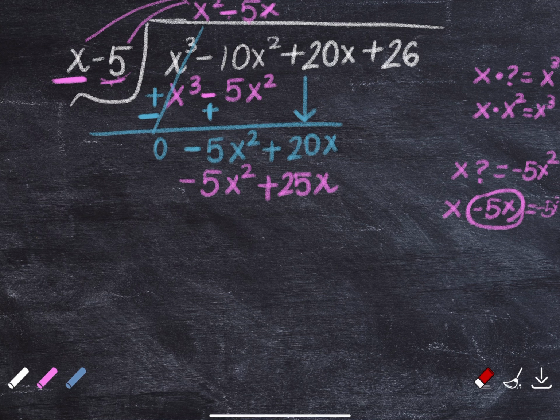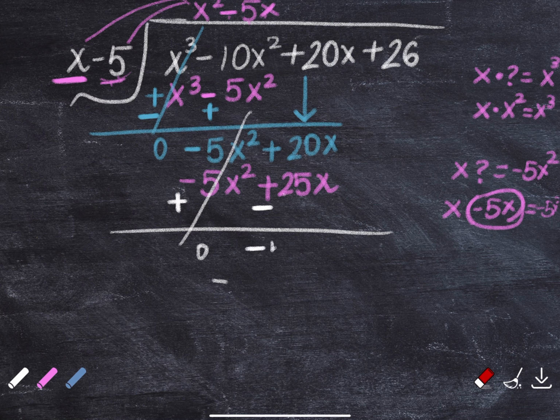Now remember, we change the sign. The original sign is negative, I change it to positive. This sign was positive, I change it to negative. Gone, 0. Now positive 20, negative 25. We always subtract when signs are different, and we keep the sign of the bigger number. So it will be negative 5x. This is the time for 26 to come along at the bottom, plus 26.